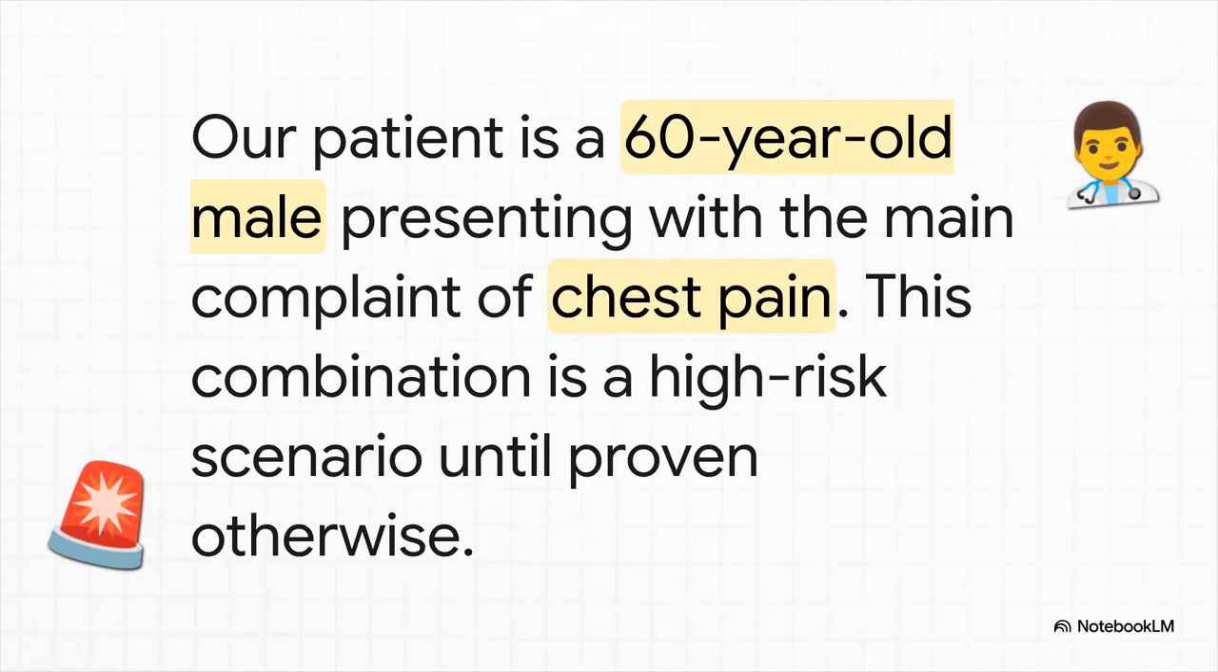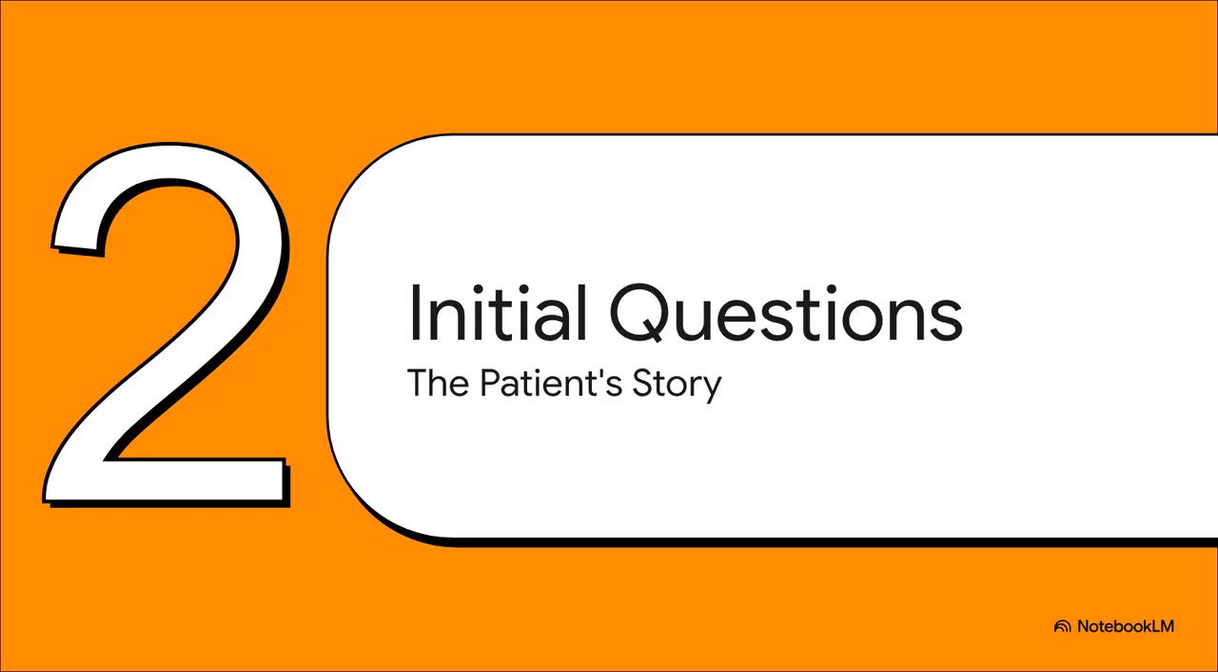All right, so here's our patient. He's a 60-year-old guy, and his main complaint is chest pain. Now, right off the bat, that combination, age, male, chest pain, that should be like a flashing red light in your brain. This is a high-risk situation until we can prove without a doubt that it's not. So first things first, before we even think about ordering a test or laying a hand on him, we need to talk to the patient. Seriously, the story he tells you, what we call the history, is hands down the most powerful tool you have. The trick is knowing the right questions to ask.